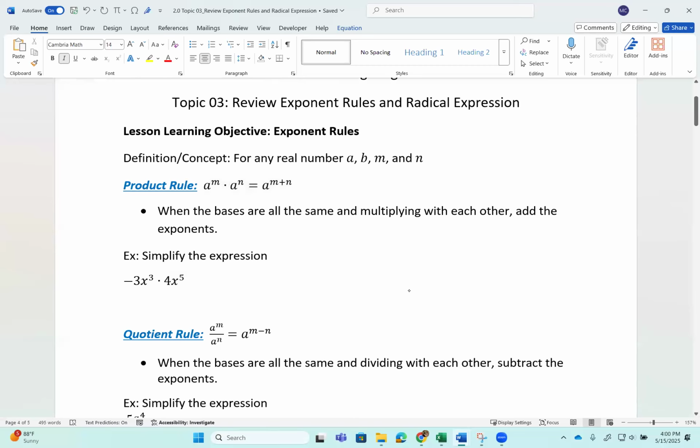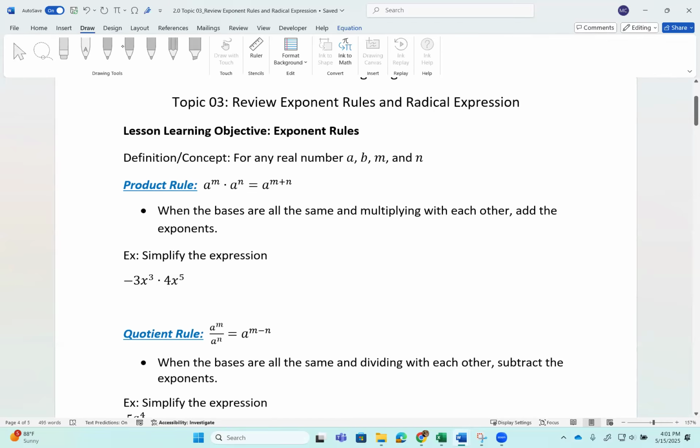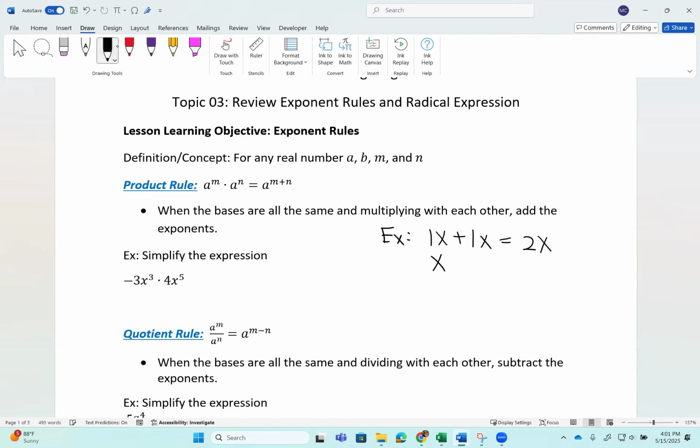Okay. So for example, I do want to show you this real quick. Let me click on it real quick. For example, 1x plus 1x. We know 1x plus 1x is 2x, right? So what's the difference between x plus x versus x times x? Well, x times x, multiplication between anything, is only one term. So x times x is one term.